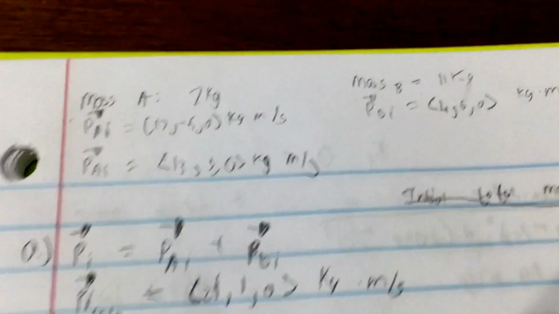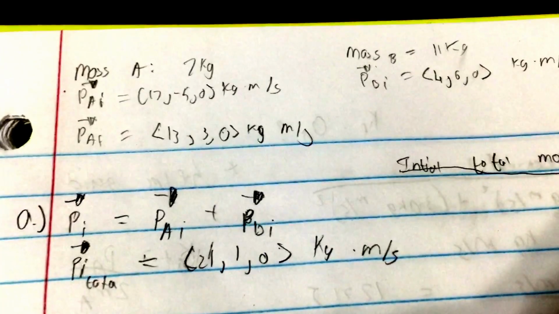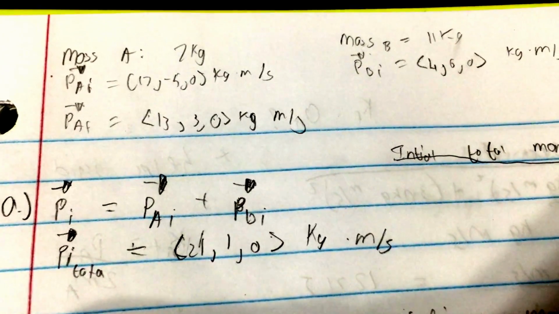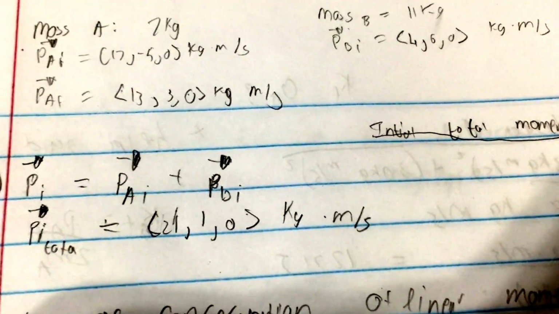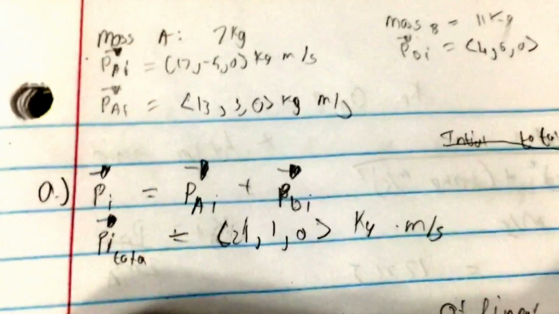We're told to find the final and total momentum for both objects, then the total momentum, and the final kinetic energy. And then we have to infer from that if the collision is inelastic or elastic.